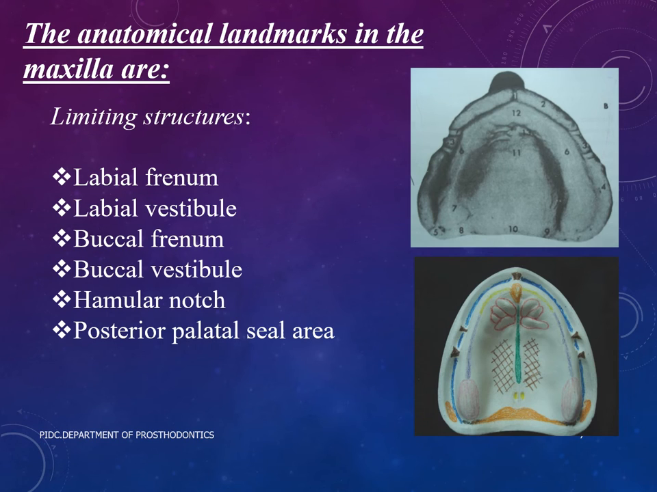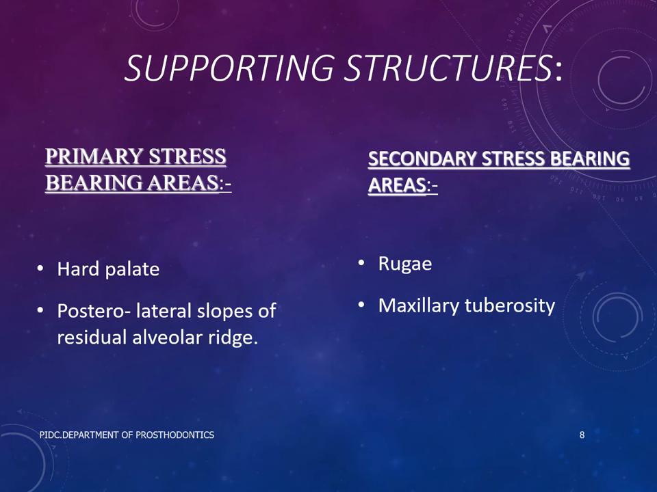It's your labial frenum, labial vestibule, buccal frenum, buccal vestibule, hamular notch, and posterior palatal seal. There's something called supporting structures as well.